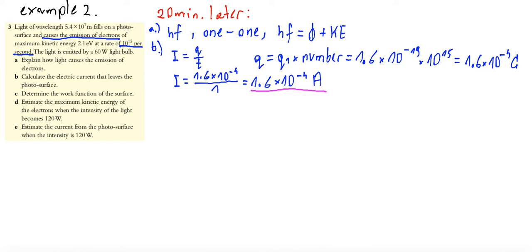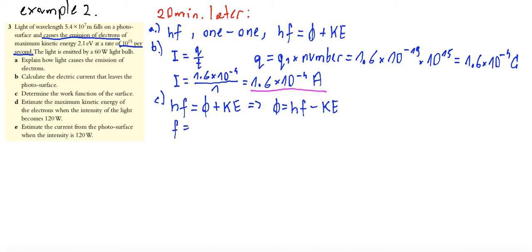Okay, C. Determine the work function of the surface. So C is classical. So what is a work function? Work function is given in this equation. Yes, so energy of photon is equal to work function plus kinetic energy of the removed electron. So to find the work function, you have to know the frequency of light and the kinetic energy of removed electrons. So one by one.